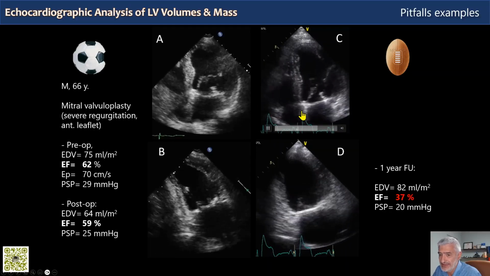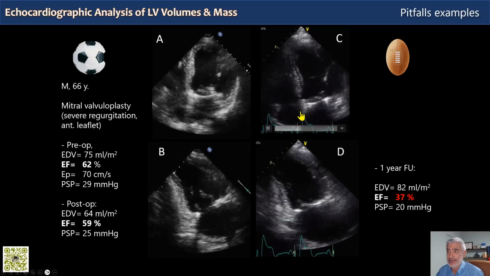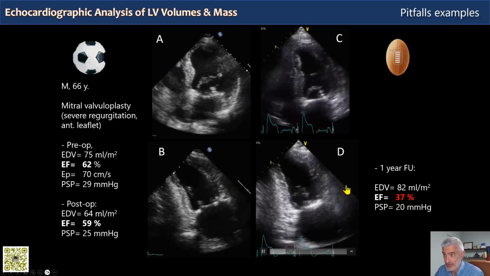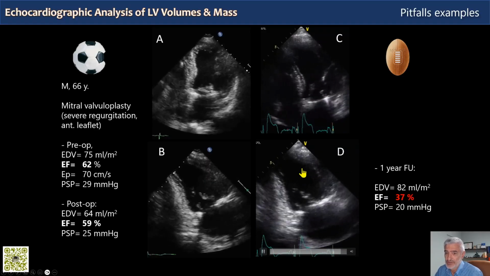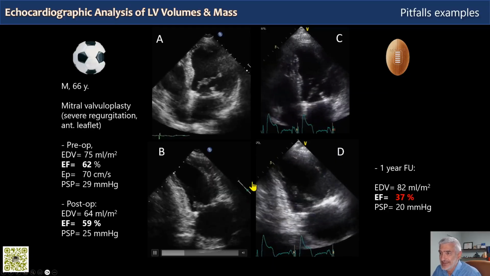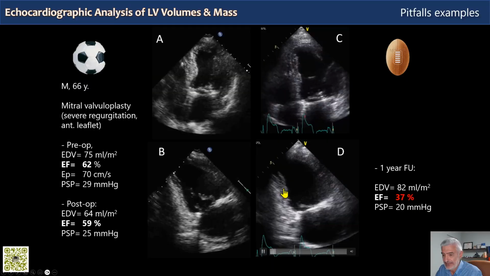Again, this error significantly impacted the patient because adequate medical therapy for the reduced ejection fraction, which was a post-operative reduction, was delayed for at least a year. Unfortunately, as I said, this is quite common in clinical practice.